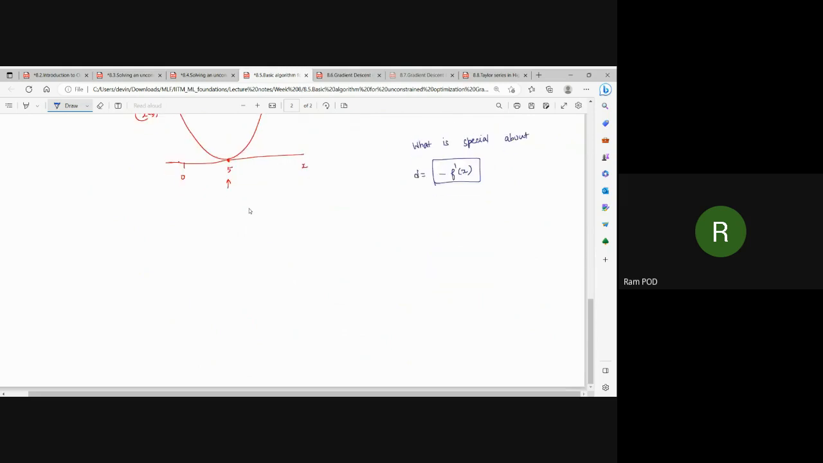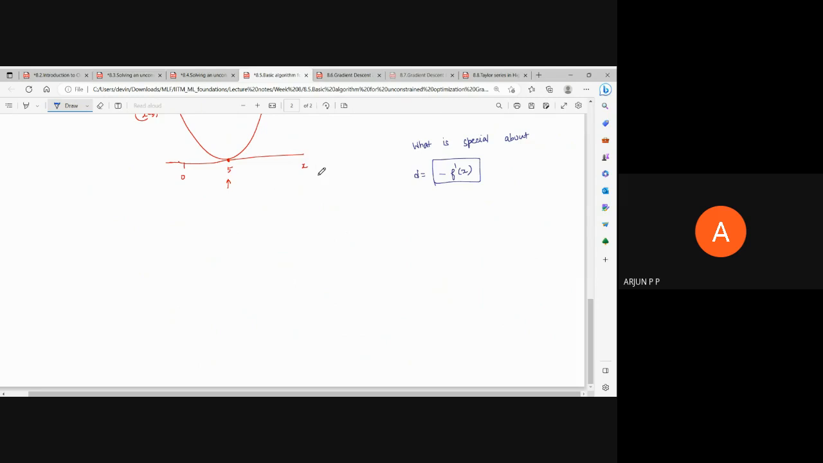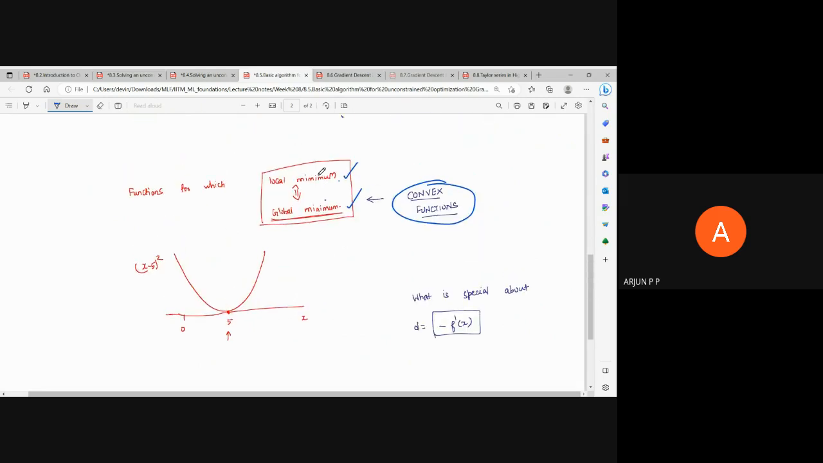Sir, for a convex function, only one minima should be there, right? Yeah, only one local minima value will be there. The points at which the local minima happens can be many. Oh, okay, sir.